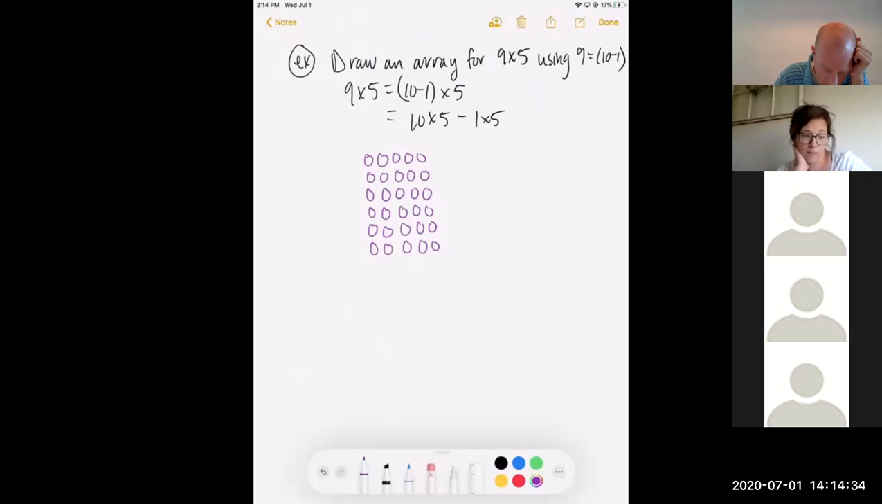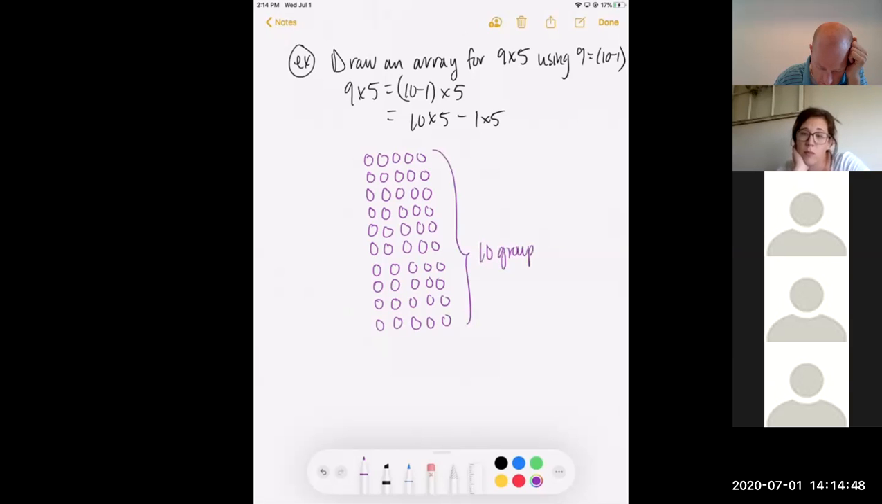1, 2, 3, 4, 5, 6, 7, 8, 9, 10. Okay, then for the 1 times 5, you just have one group of 5 that you cross out. Okay. Goodbye, Weber State marbles.